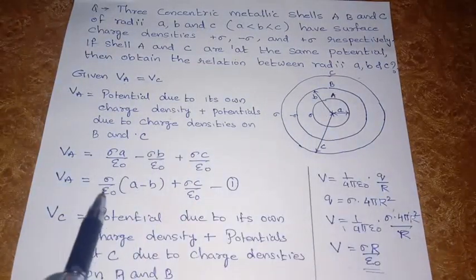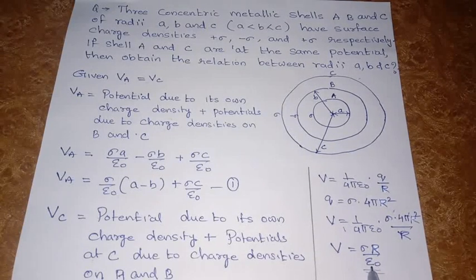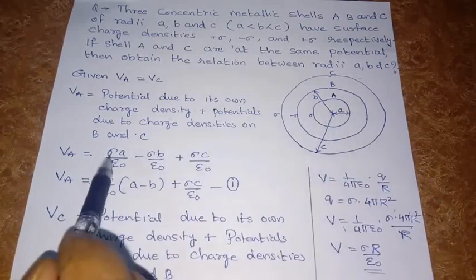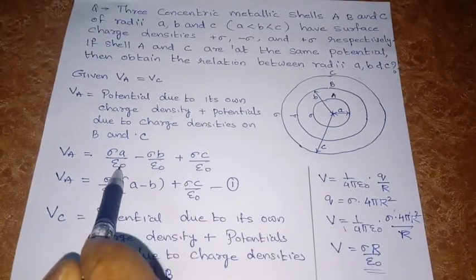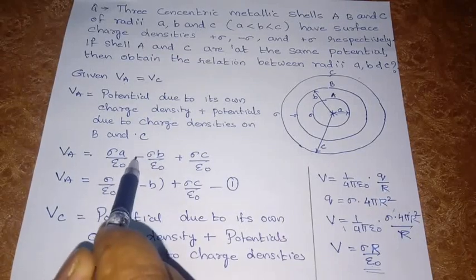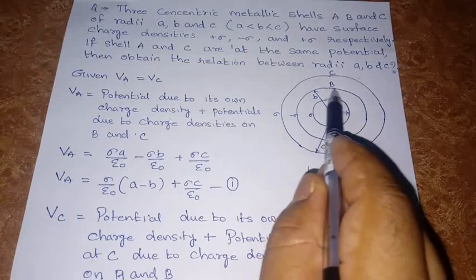Now what is the potential due to its own charges? Sigma into radius divided by epsilon 0. What is the radius of the inner sphere? Small a. So it will be sigma into small a divided by epsilon 0. So this is the potential due to its own charge minus potential due to charge density on B.